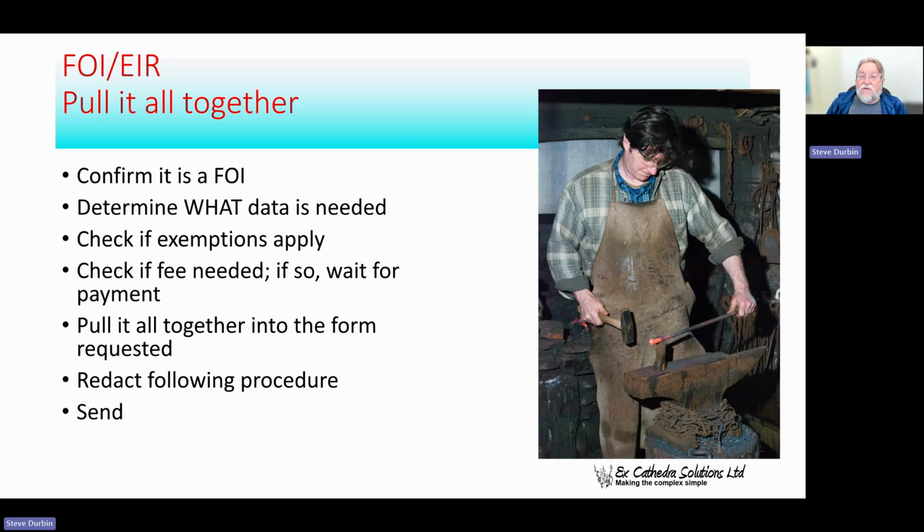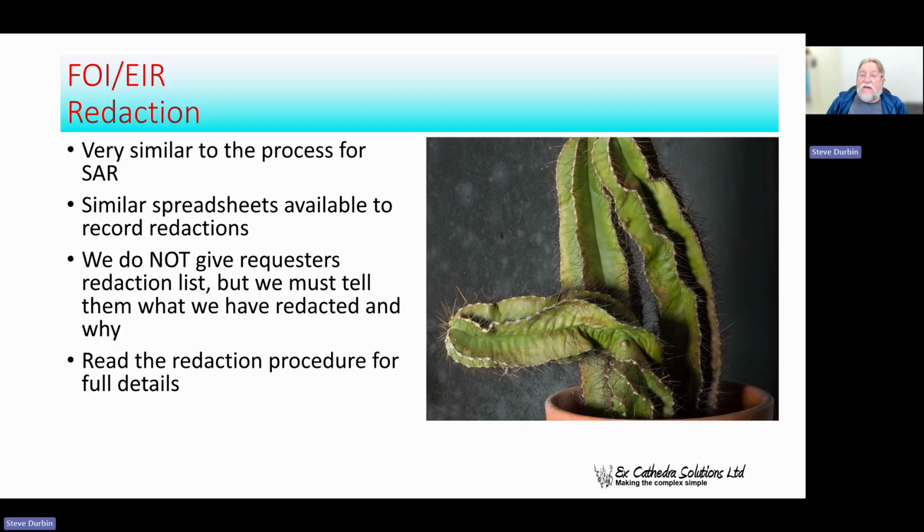So let's talk about redaction. It's very similar to the process for a subject access request. If you've done that, okay, and I've got spreadsheets to record redactions if you're one of my customers. You don't give the requester the redaction list, but you've got to tell them what you've redacted and why. There may be things where you redacted it and you're not required to confirm it as well, so therefore you wouldn't be telling them you've redacted, because you're not required to confirm.